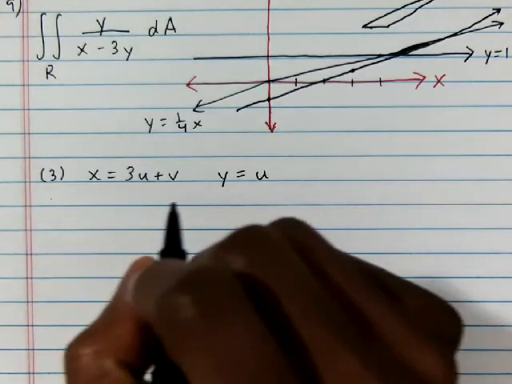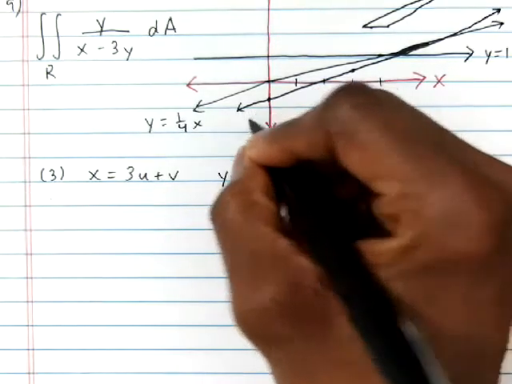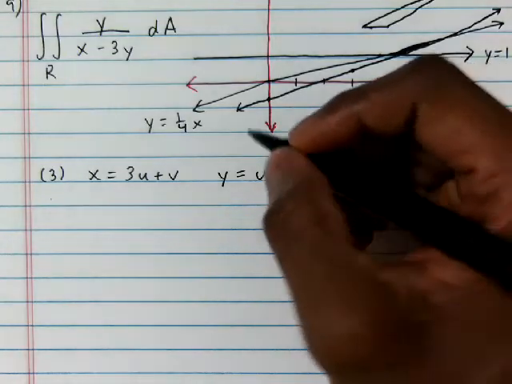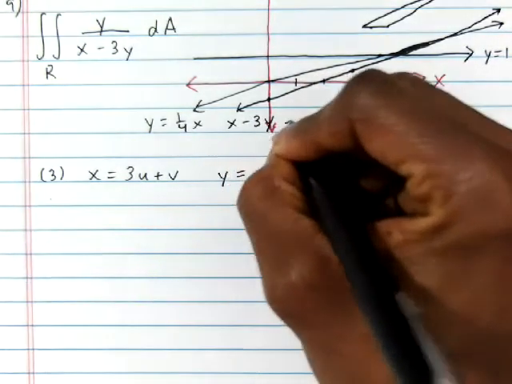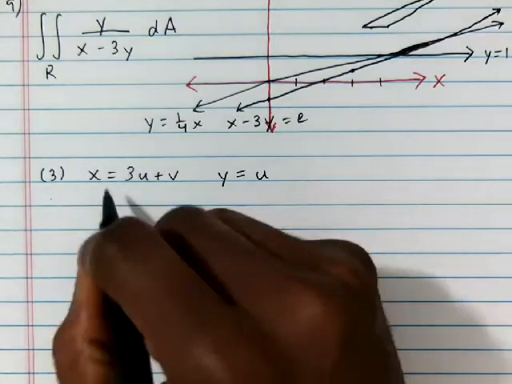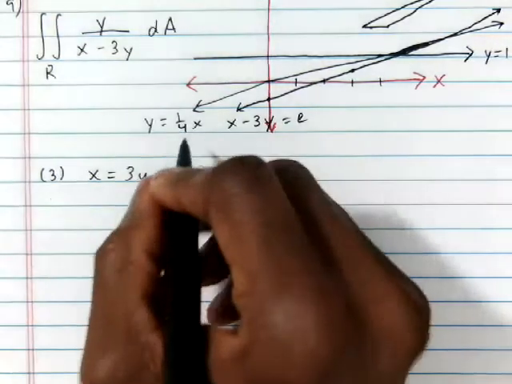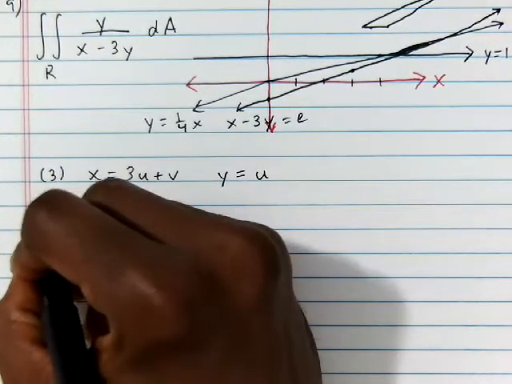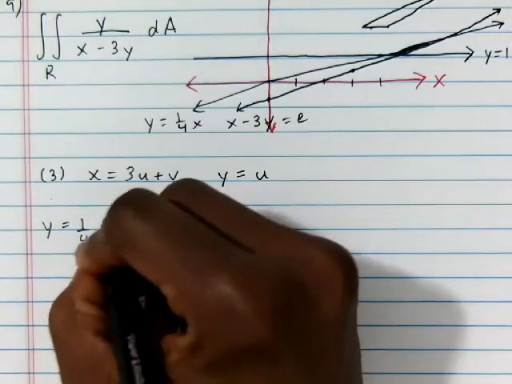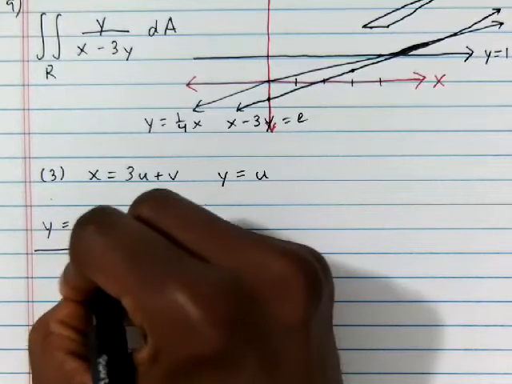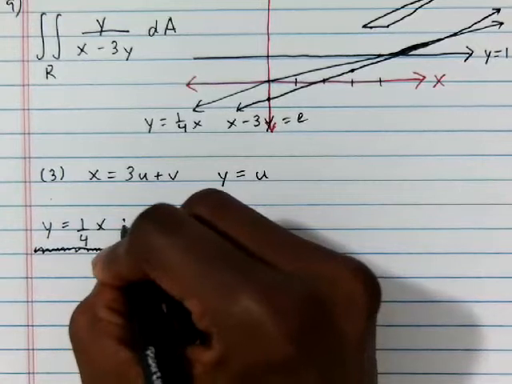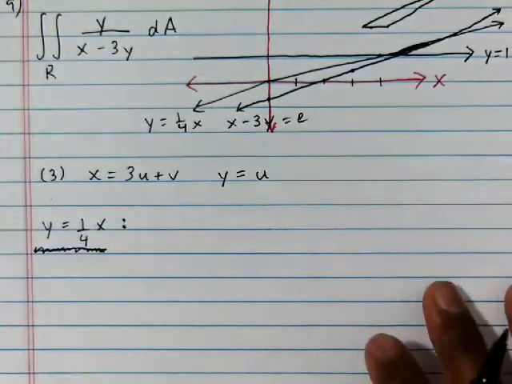So we're going to take those equations. What was this equation? This was x minus 3y equals e. So we're going to take these three equations and use those to find our bounds for u and v. So first I just use y equals 1/4 x. So this is separate from that. Y equals 1/4 x. We take that and we use it. Actually scrap that, don't underline that. I'm just trying to align things the same way I did in the previous two problems.